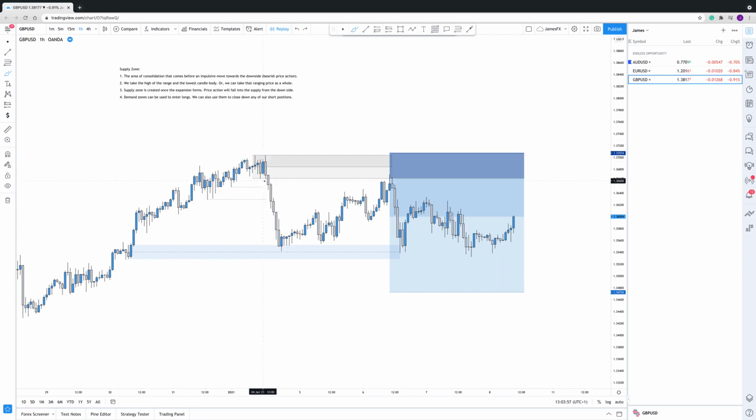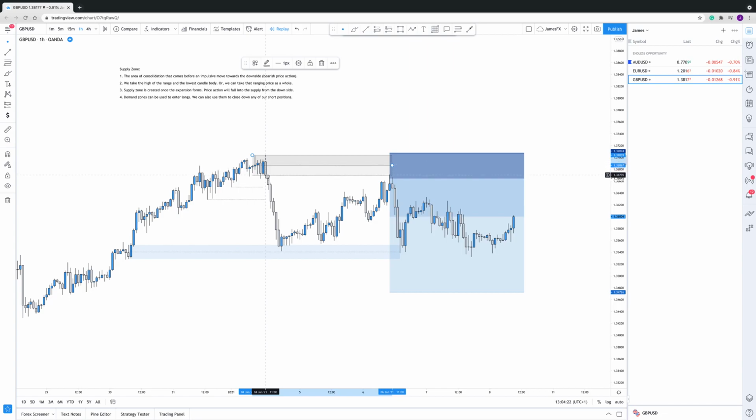So we take the high of the range. As you can see, I put on the high. This is the highest point, which is this wick, and the lowest body. So let me just put on the lowest body, as it's not on there just yet. Oh, hold on. Let me just move that to the back. Okay, so where's the lowest body?